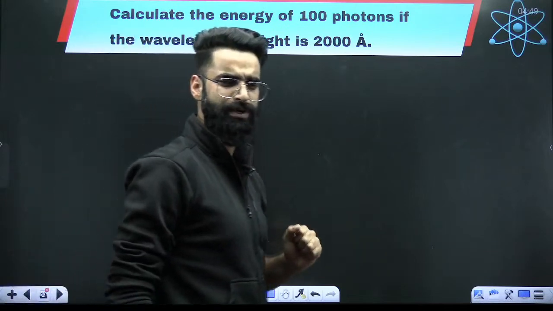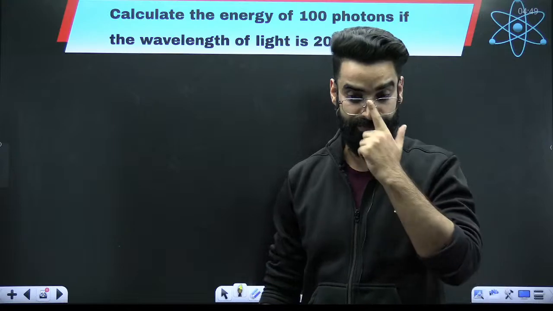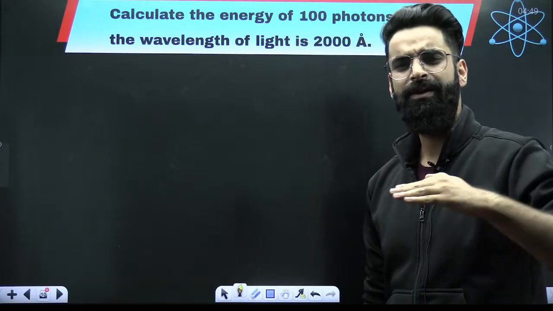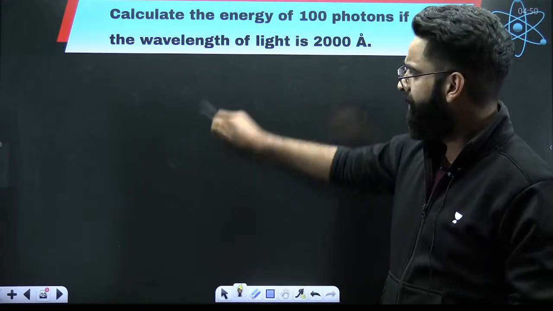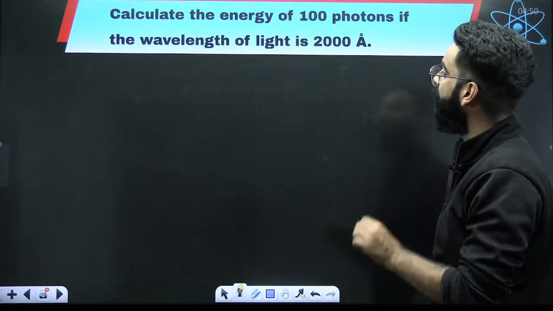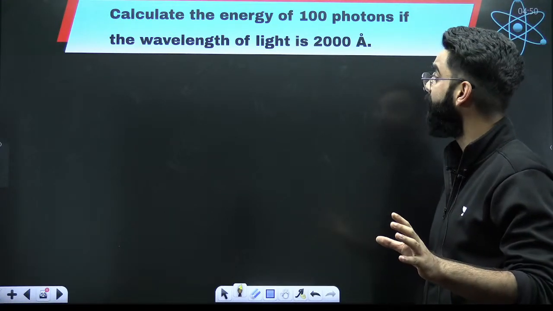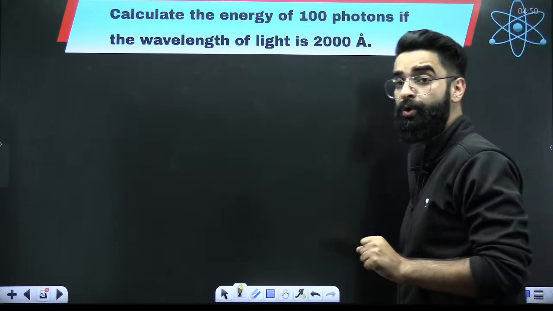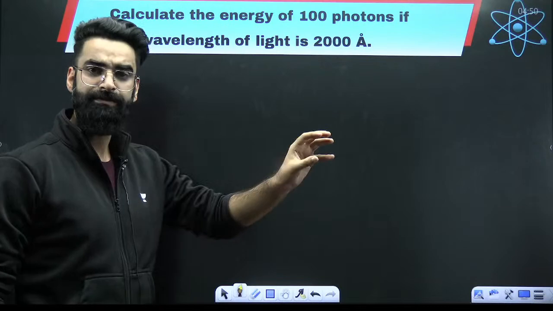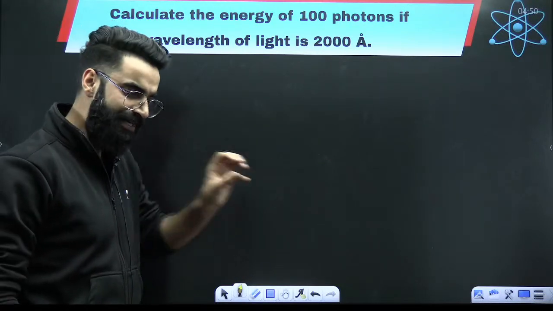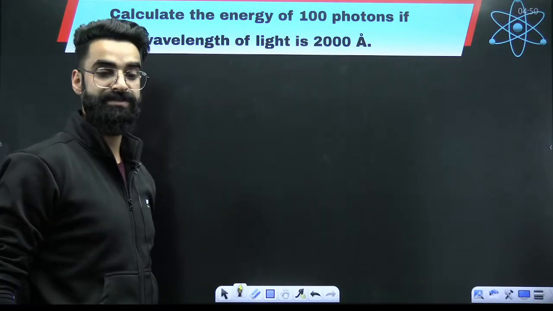Let's try to solve one basic question so that you can understand where exactly these basic results are used. Slowly you will see, we'll scale up the things and make them a bit complicated. See guys, calculate the energy of 100 photons, if the wavelength of light is 2000 angstroms. So we have got a light radiation that consists of 100 photons. The wavelength of that light radiation is 2000 angstroms.